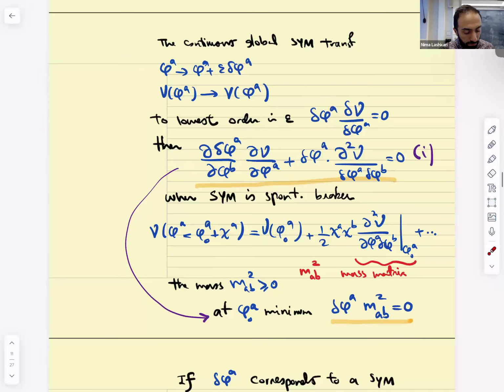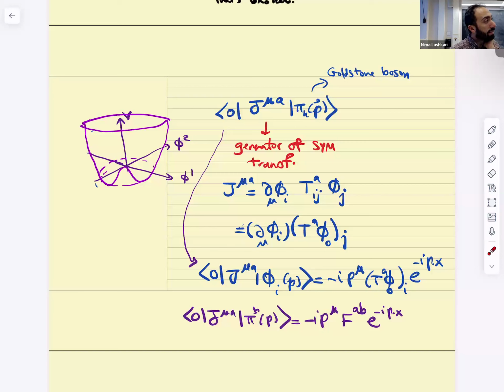In fact, I'm going to try to say a few more words about that. This pi k had to do with the massless modes, rotation and the motion in this direction, in the direction that's flat. This is the generator of the symmetry transformation. If I picked my, let me draw it here. This is my vacuum. This J will generate rotation around this.